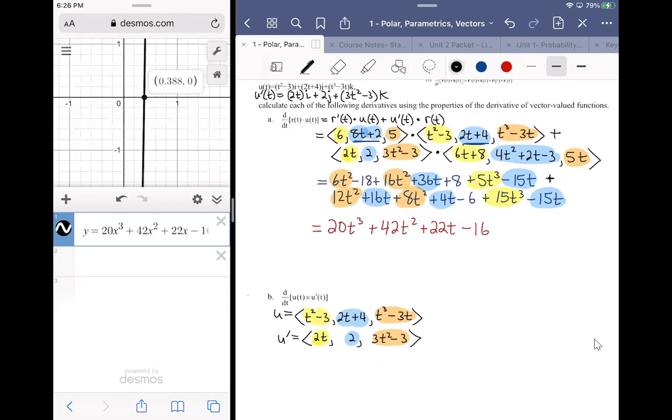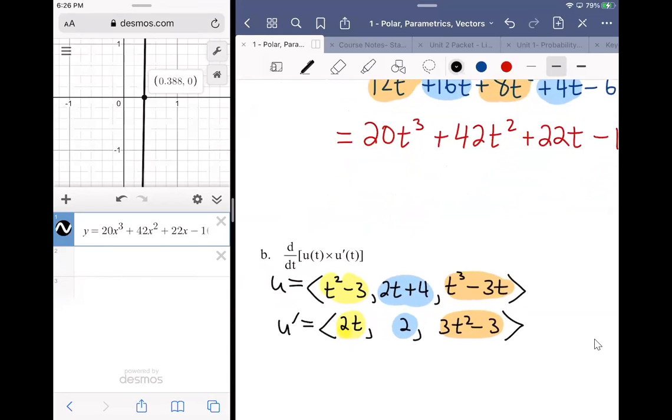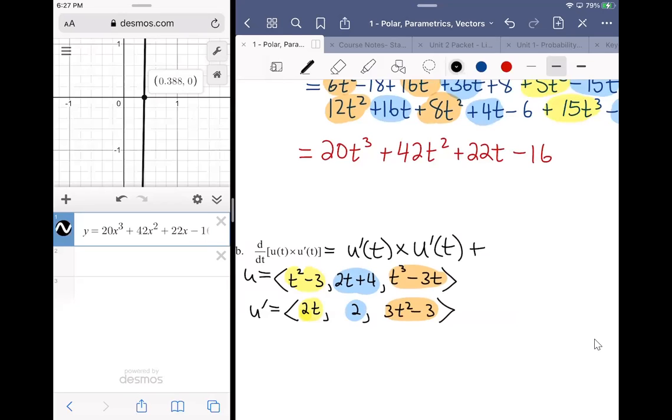All right, so U and U prime. As it'll turn out, you may or may not need to actually find the cross product, but I'll show you in a second. Getting into the actual setup is what becomes most important here, because this is the cross product of U and its own derivative. So it's still the derivative of the first times the second: U prime of t crossed against U prime of t, plus the second, I'm sorry, the derivative of the second.